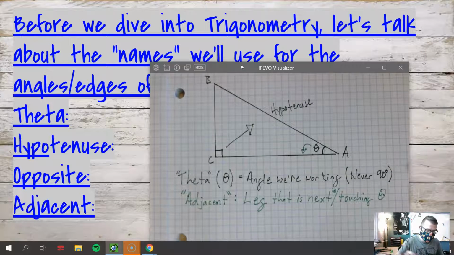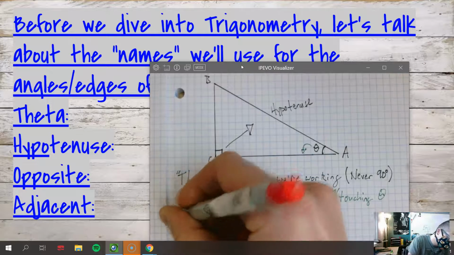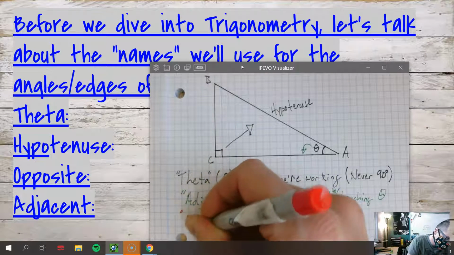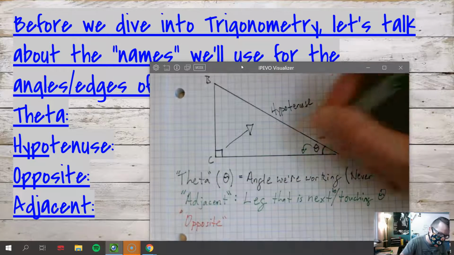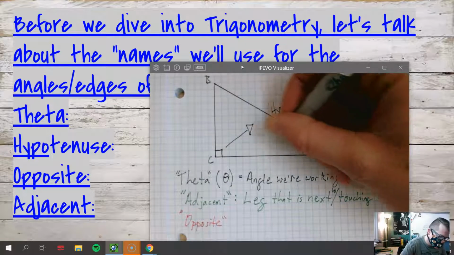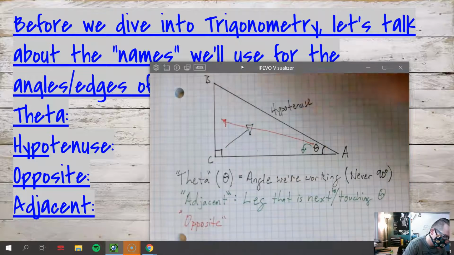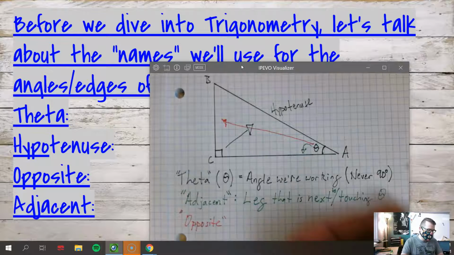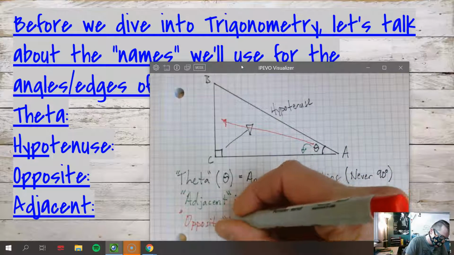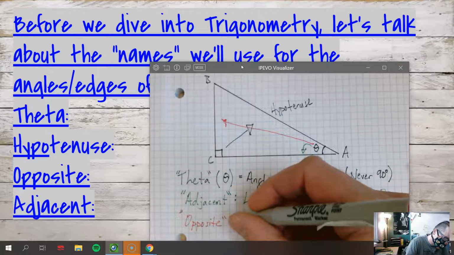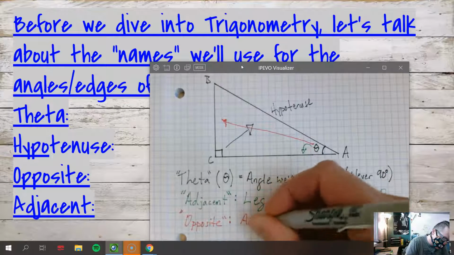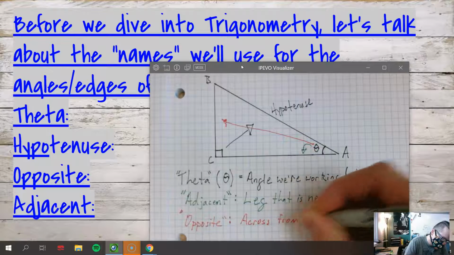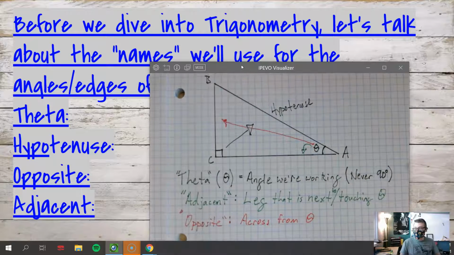Which means then, well, opposite here should be the easier word to deal with. Opposite then means opposite the angle we're looking at. So opposite is across. So in this case, BC. It is the side that is not touching the theta. So opposite, I mean, you can say across from theta, if you want to, or whatever will help you remember it.